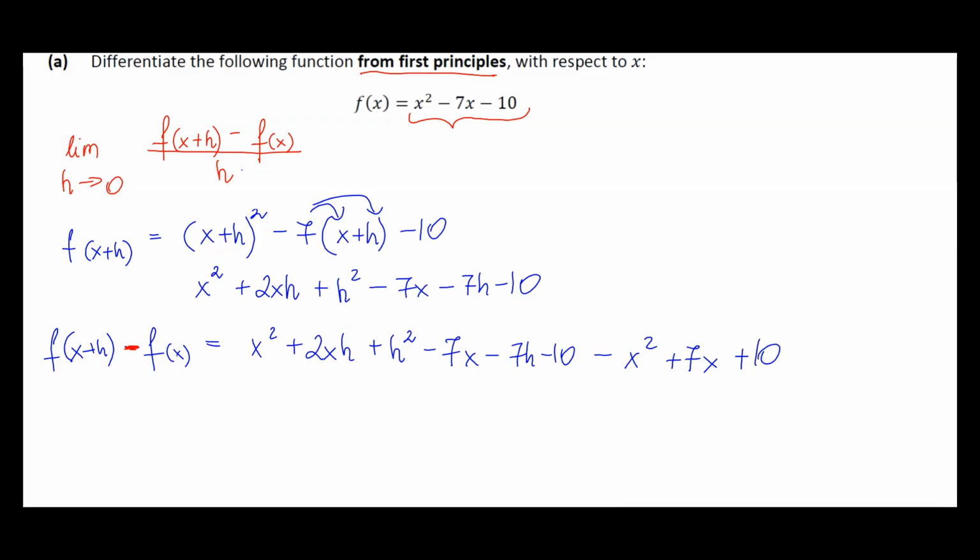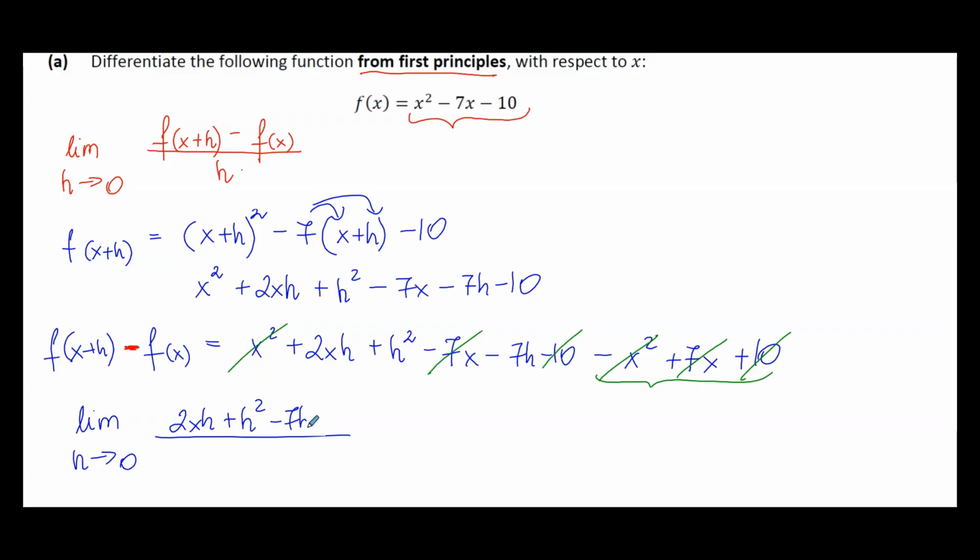Now what will happen is that all of those elements will simplify out. Plus 10 minus 10, plus 7x minus 7x, minus x squared plus x squared. You always have to have all those items simplified out. So therefore, let's go to the calculation of our limit. Limit as h is approaching 0, top of the fraction, what was left over, 2xh plus h to the power of 2 minus 7h, and then everything divided by h.